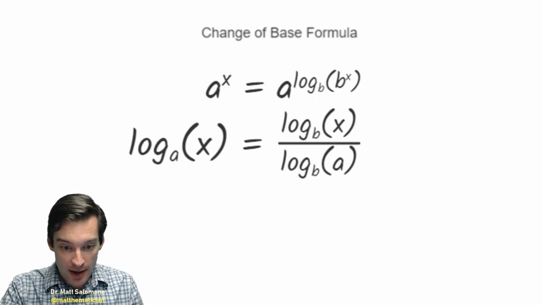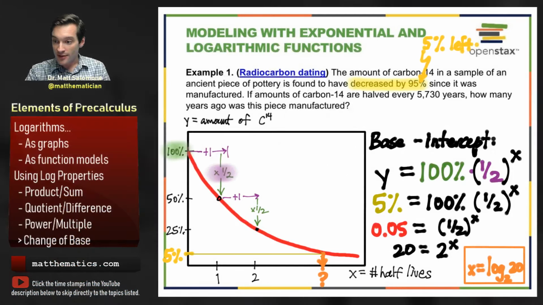So with that in mind, let's end by revisiting our half-life question. How old was my sample of pottery, given that we measured that 95% of its carbon-14 had disappeared since it was manufactured? When we solved the exponential model, we got this number, log base 2 of 20. That number was supposedly the answer to our question. But we didn't know how to evaluate it back then. Now we do. So let's do that legwork to finish up this example.